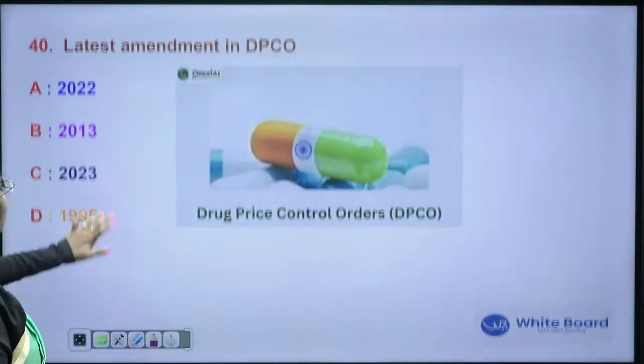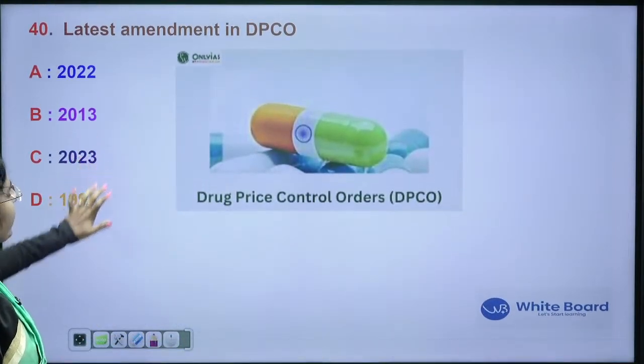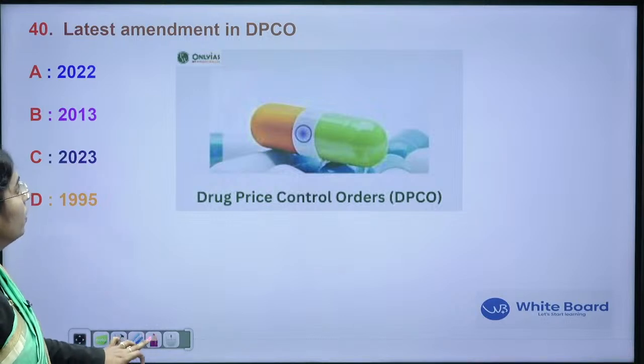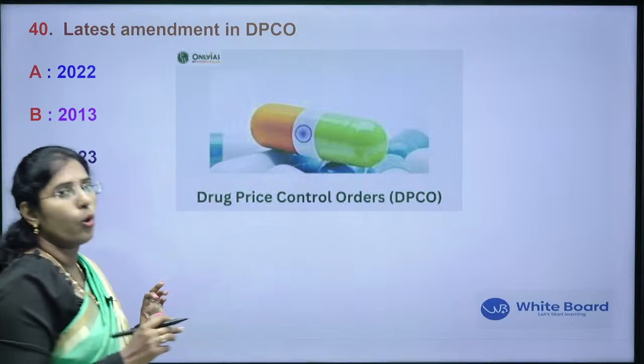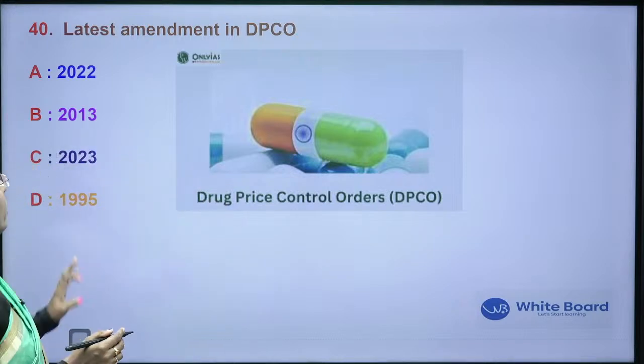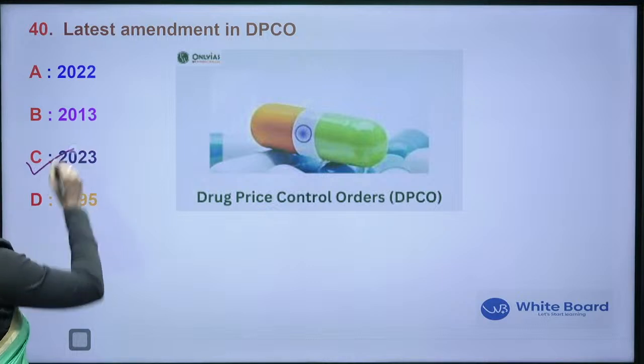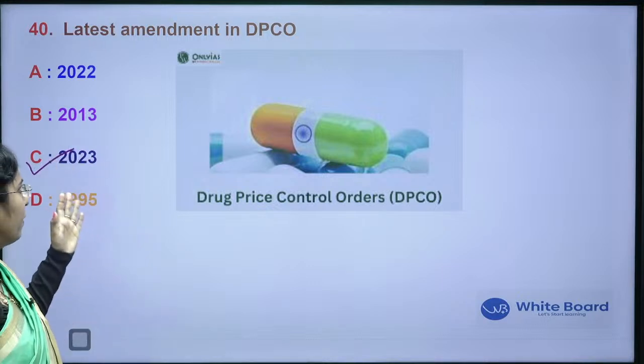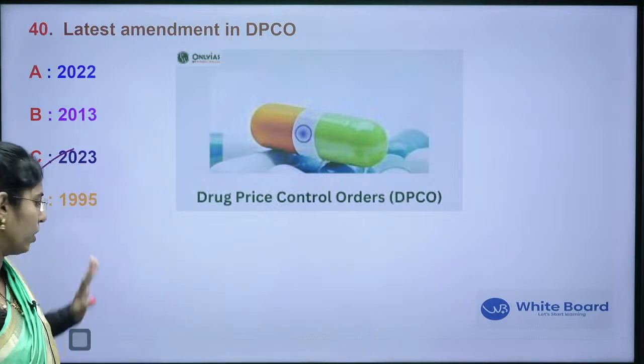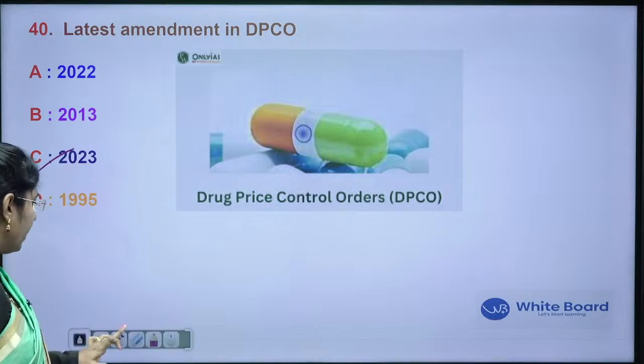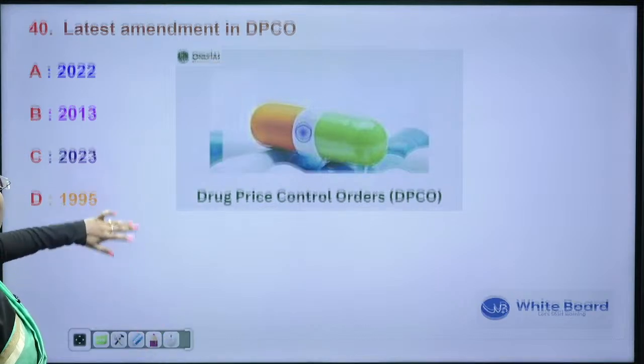Next question, that is question 40, latest amendment in DPCO. So what is this DPCO? Drug Prices Control Order. The latest one is in 2023, it has been issued on May 11, 2023. It is also a direct question.